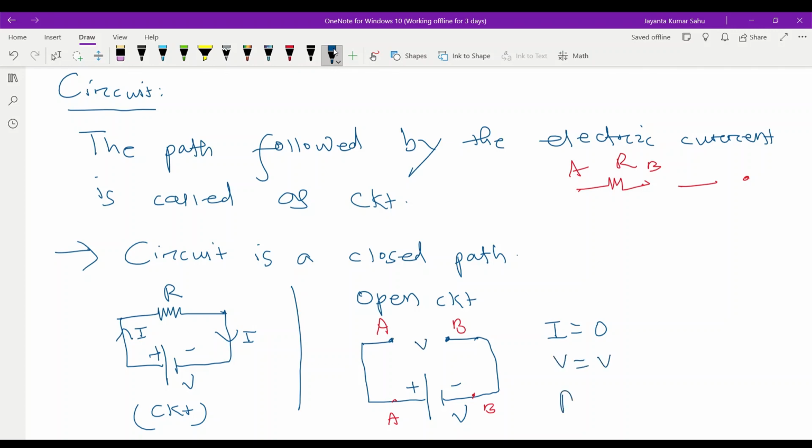What about the resistance? R is equal to V by I, that is equal to V divided by 0. We get infinite. What we get finally in open circuit: current is 0, voltage is maximum and resistance is infinite.